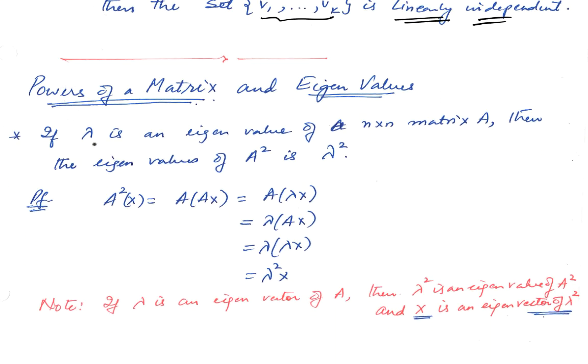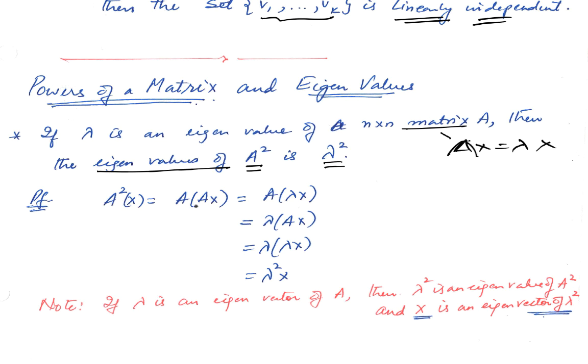First, if I have an eigenvalue of a matrix A, say lambda, I would like to know what the eigenvalue of the square of this matrix A is. The answer is simple: lambda squared. Let's do a quick proof. If lambda is an eigenvalue, what does that mean? A times x equals lambda x. That's what we know.